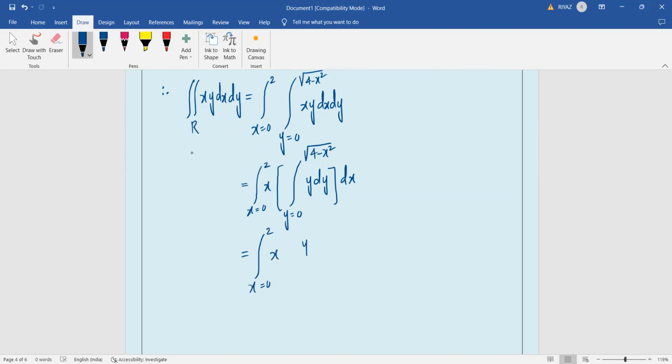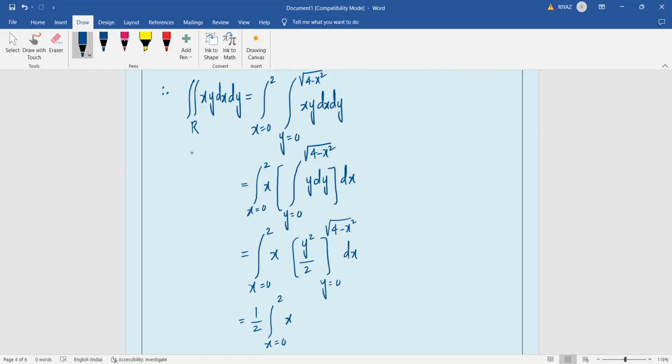y का इंटीग्रेशन क्या हो जाता है? y square by 2. Limits are 0 to root of 4 minus x square, into x dx. So we can pull 1 by 2 outside. x is equal to 0 to 2.